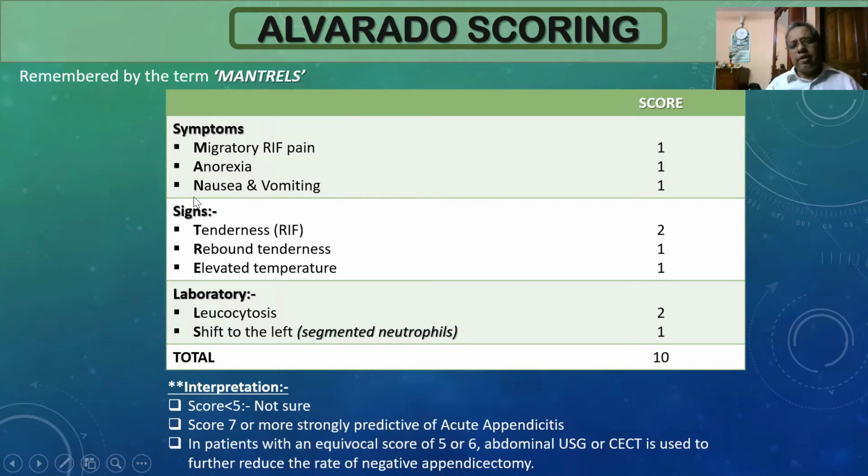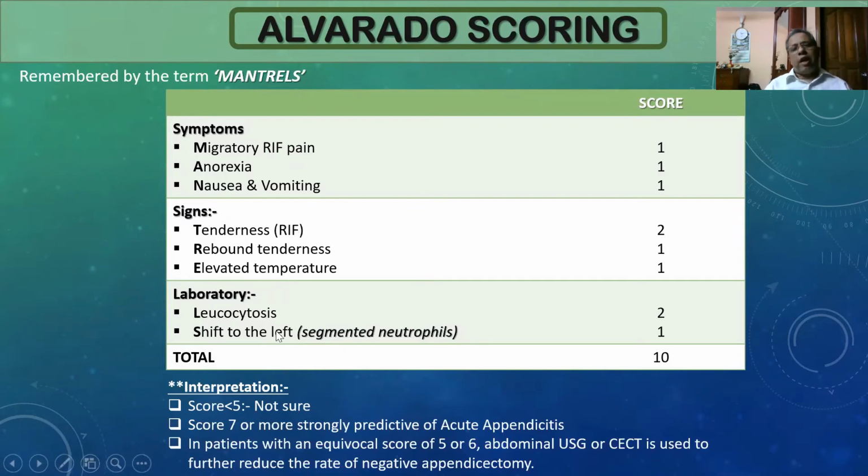From the signs, the other points are tenderness in the right iliac fossa, rebound tenderness, that means pain on release of pressure, and elevated temperature. That gives a score of 4. The others are laboratory: L for leukocytosis, meaning the total count is raised. Leukocytosis scores 2.